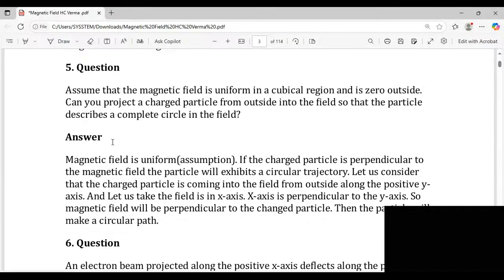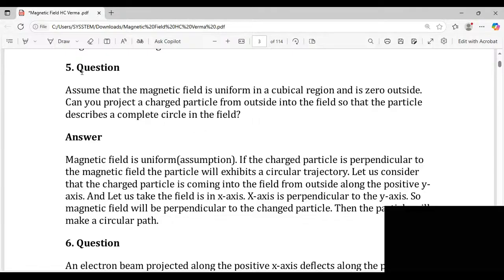Let's see question number 5. Assume that the magnetic field is uniform in a cubical region and is zero outside. Can you project a charged particle from outside into the field so that the particle describes a complete circle in the field?